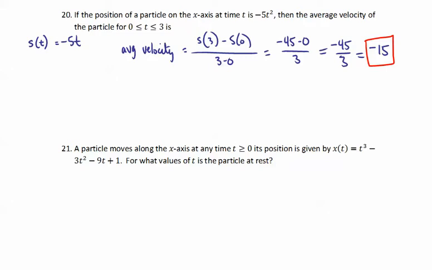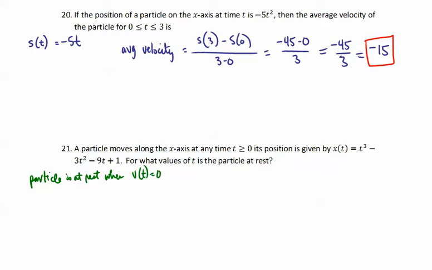Next, a particle moves along the x-axis at any time t greater than or equal to 0. Its position is given by x of t is t cubed minus 3t squared minus 9t plus 1. For what values of t is the particle at rest? The particle is at rest when v of t is 0. When there's no velocity, then the particle is at rest.